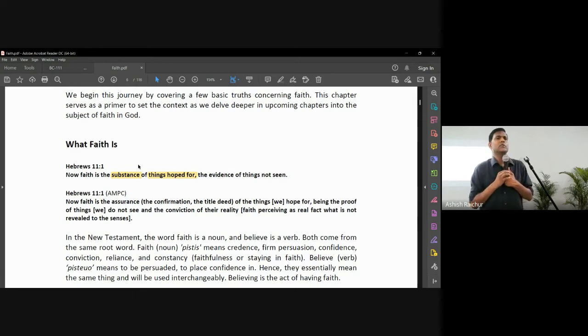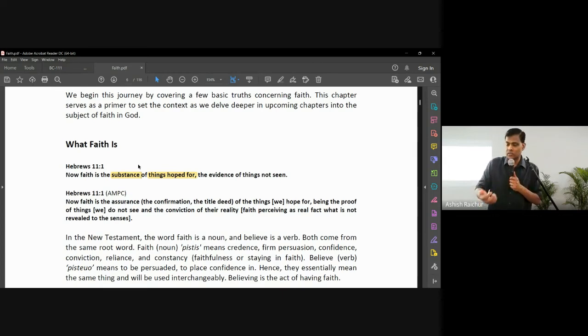So somebody asks, are you healed? Yes, I'm healed. How? By faith. Faith is my title deed. It's my proof of ownership that what I hope for is mine. So I'm hoping for healing, I'm desiring healing, but faith says that healing is mine. So faith is the title deed, the proof of ownership.